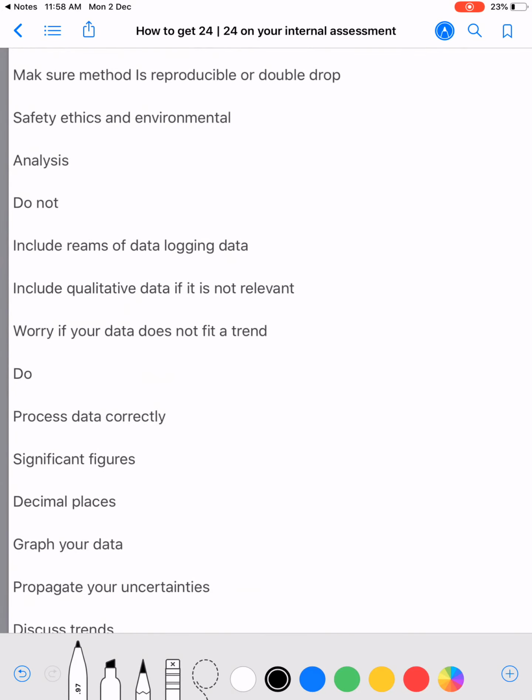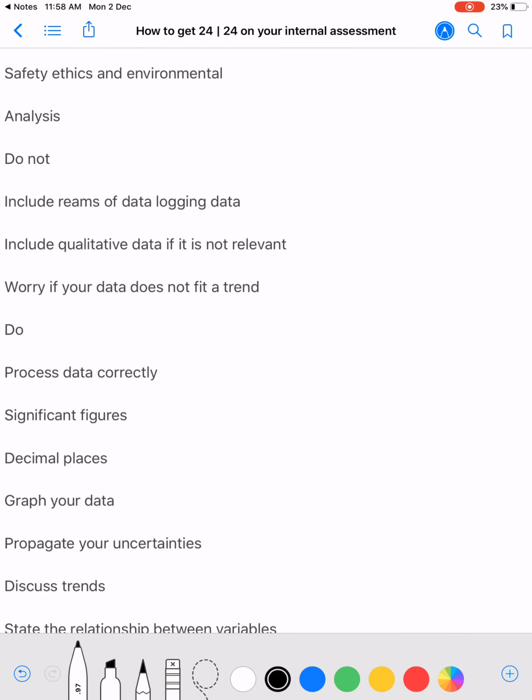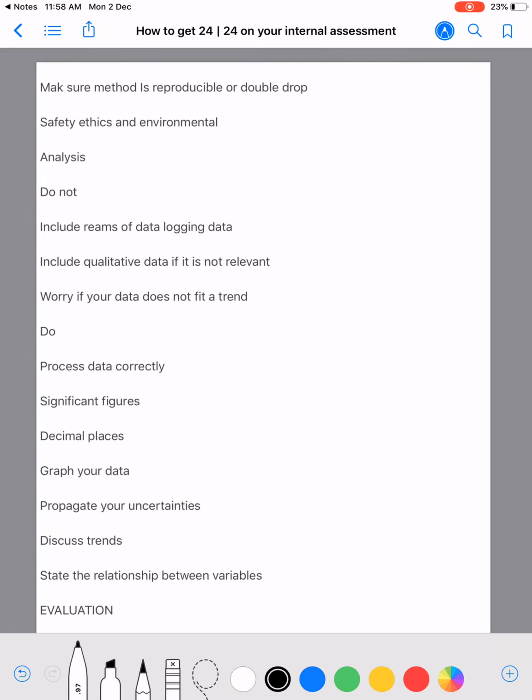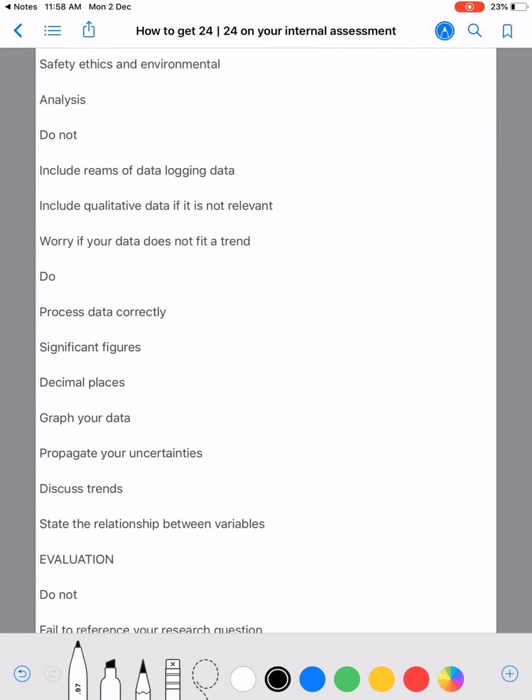So if your method does not make sense to an intelligent reader, to a chemistry teacher, that's who's going to be moderating you, then you could potentially lose marks in exploration and in communication. Make sure it's reproducible. Safety, ethics, and environmental, students are really good at doing that now, that's nice. So it's judicious quantities, so you use the smallest quantities, the lowest concentrations, the least amount of chemicals, which will minimize the effect on the environment when you are disposing of them.